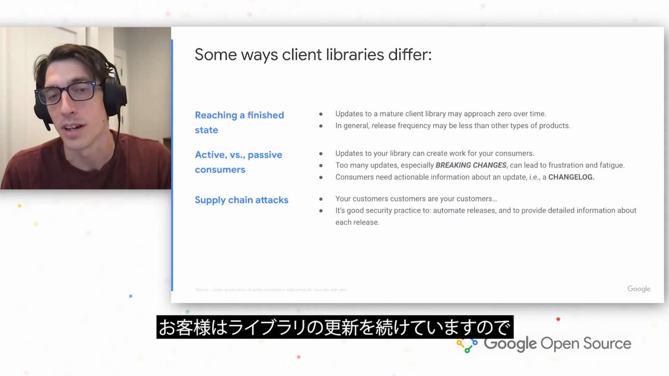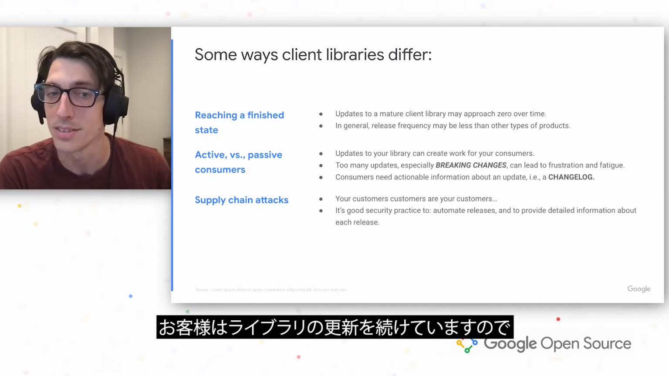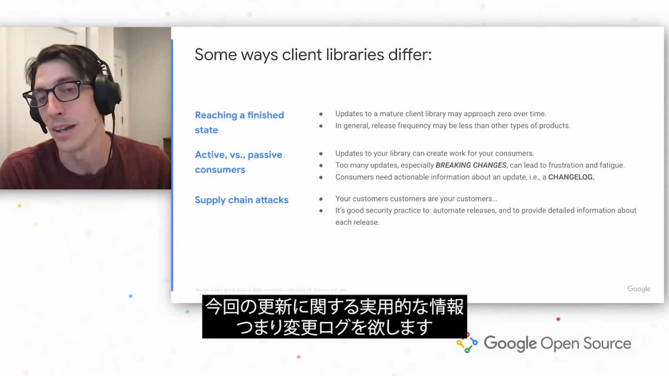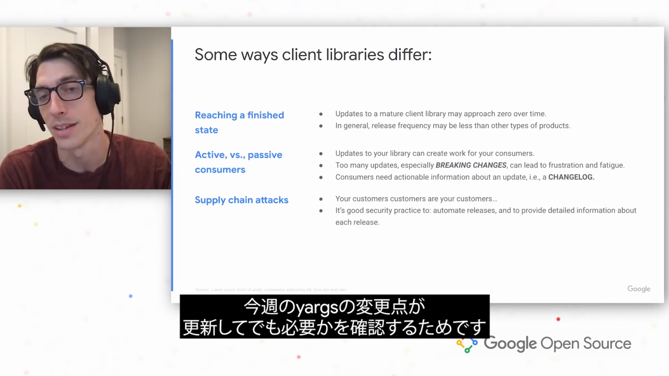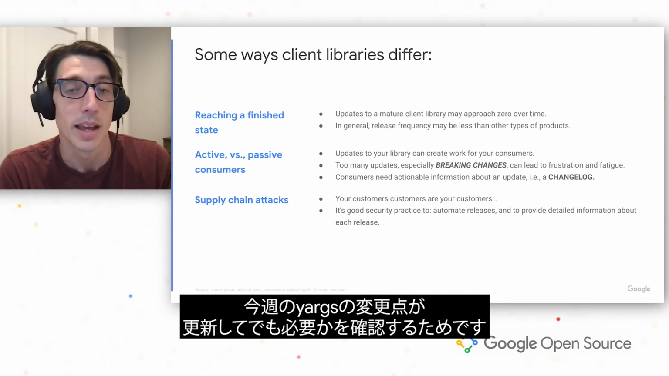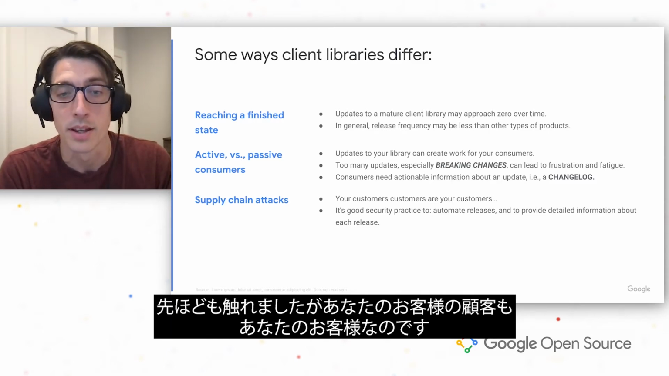Furthermore, because consumers are having to update their libraries as a result of your updates, consumers need actionable information about an update, i.e. a good changelog. What changed in Yargs this week that makes me need to take this update? As I alluded to earlier, your customers' customers are your customers.